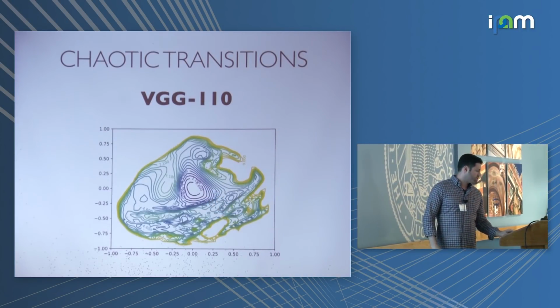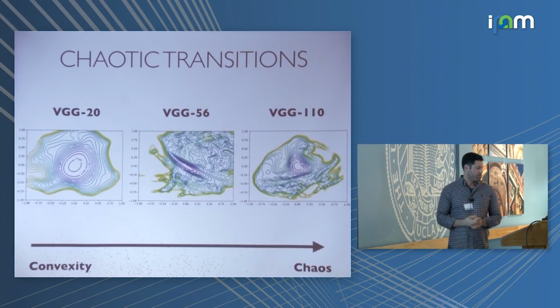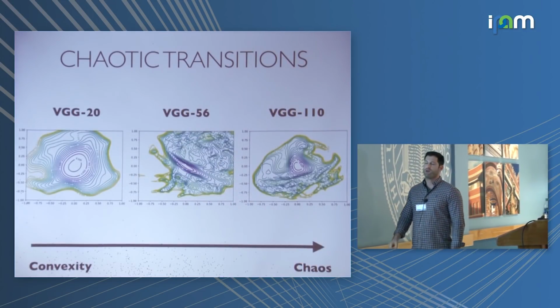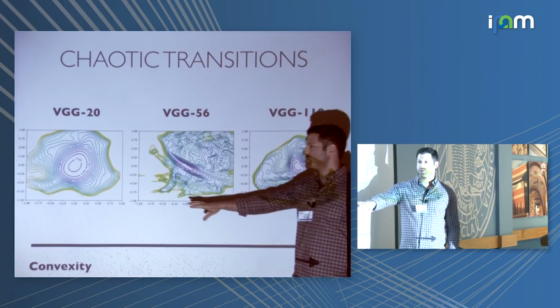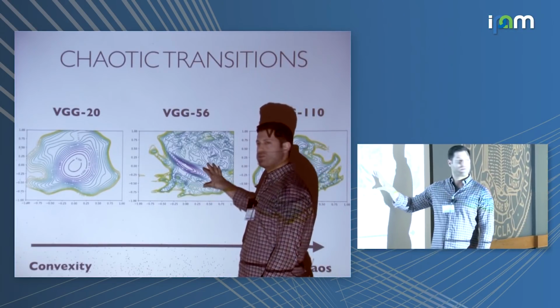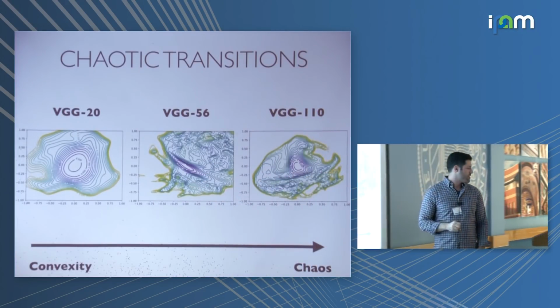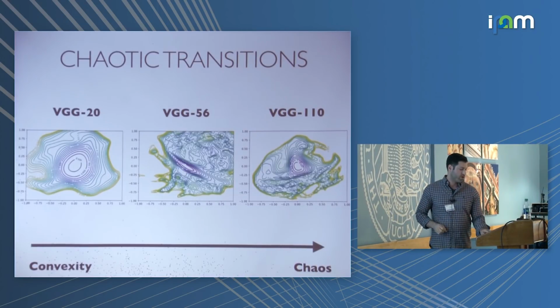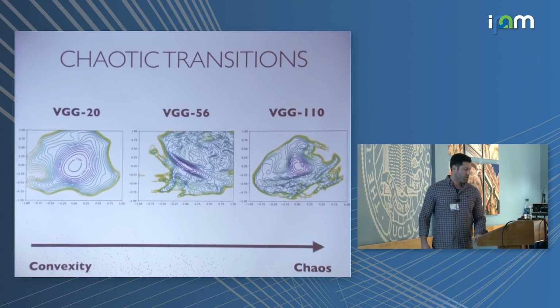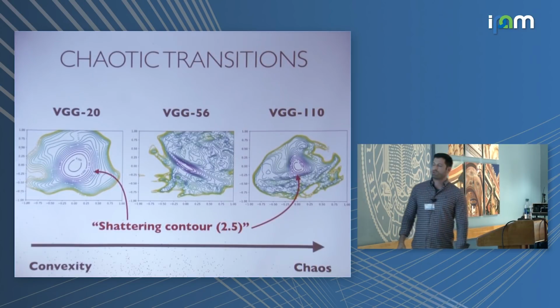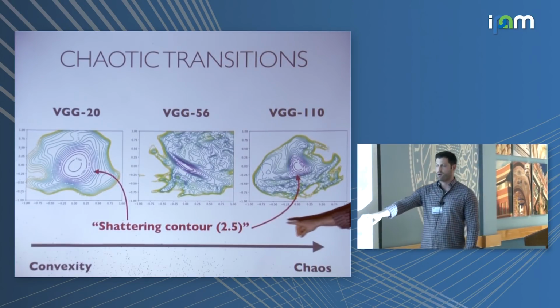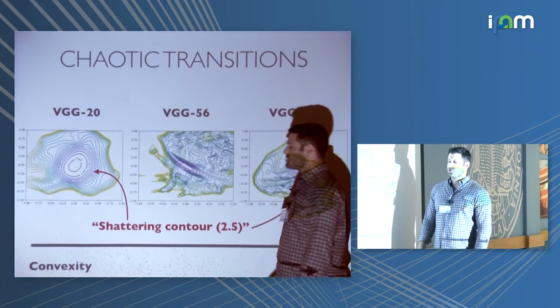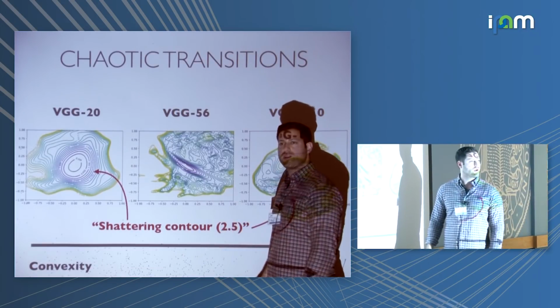And so there's some sort of phase transition behavior that occurs here. When you get deep enough, there's this spontaneous transition from this sort of convex behavior to this sort of chaotic behavior. That also seems to correspond to an increase in generalization error. And one of the interesting things in these plots is there's a contour that I like to call the shattering contour. So there's this problem called the shattered gradients problem.